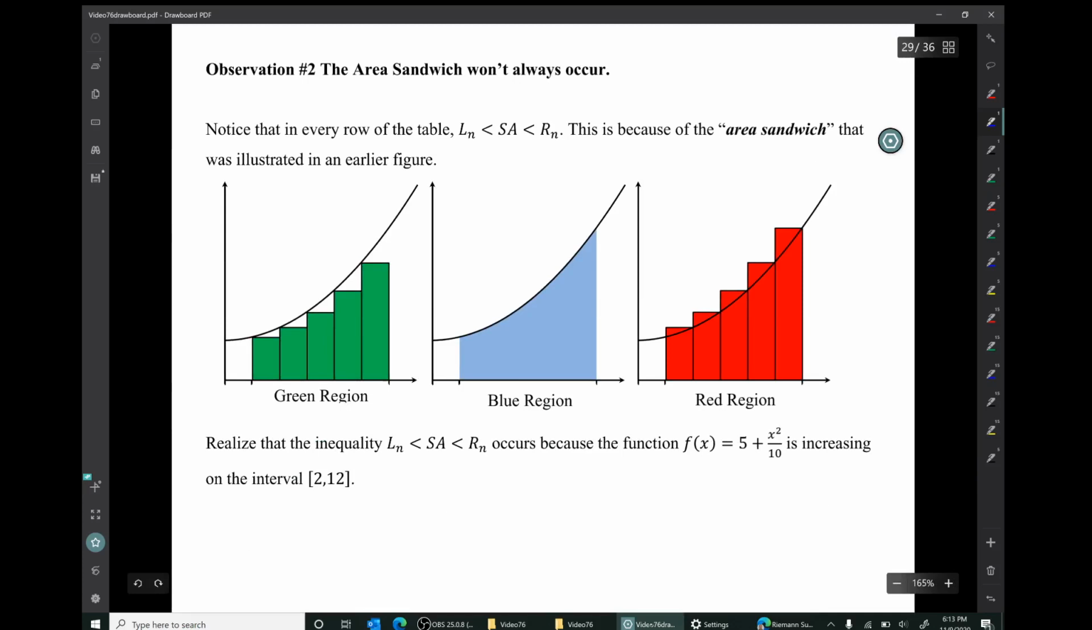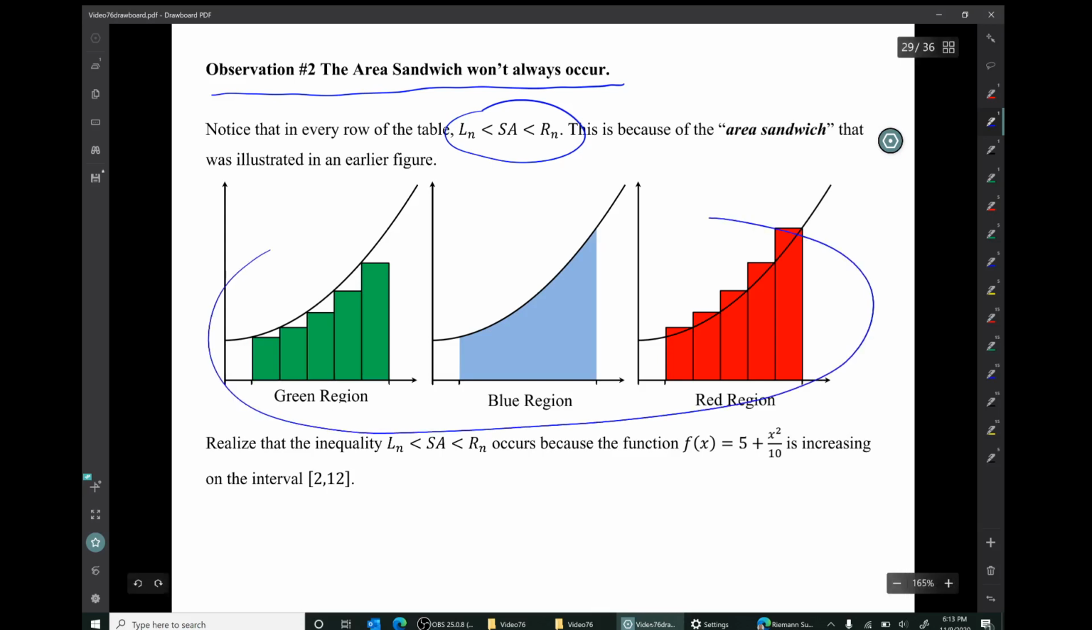Another observation. The area sandwich won't always occur. Notice that in every row of the table, we have this inequality. The value of the left sum is less than the signed area that we're trying to find, and that's less than the value of the right sum. That's what I called the area sandwich, and it's illustrated by this figure. Now realize that that inequality occurs because the function f of x equals 5 plus x squared over 10 is increasing on that interval.